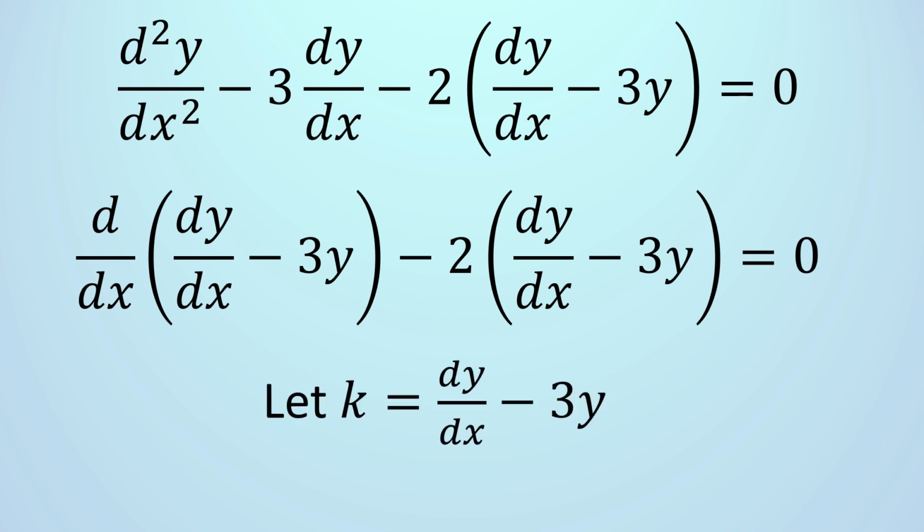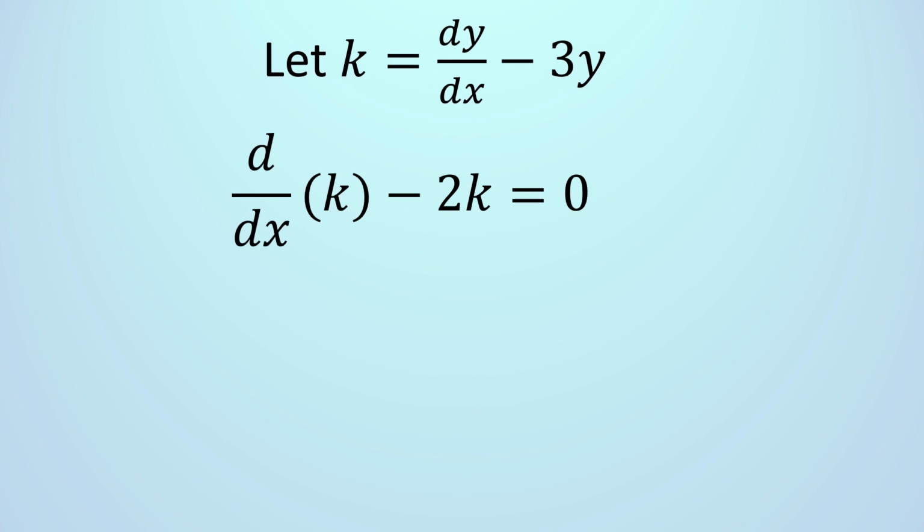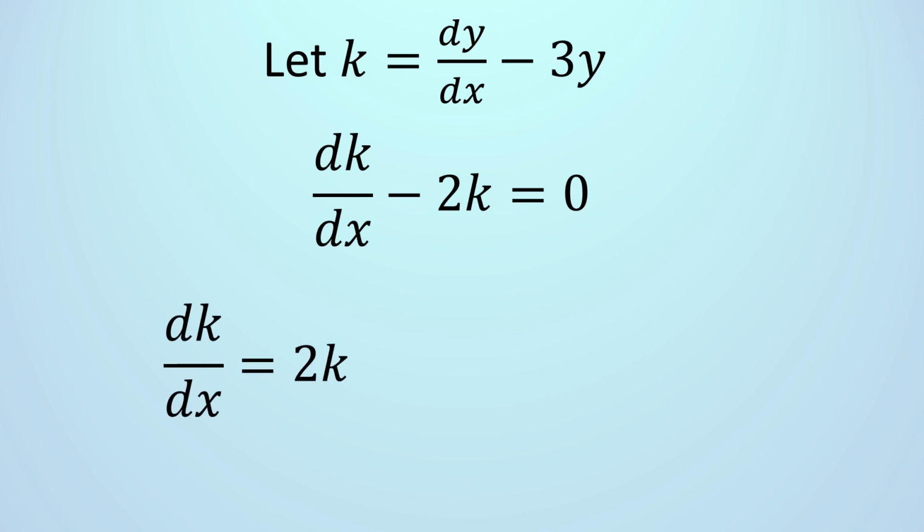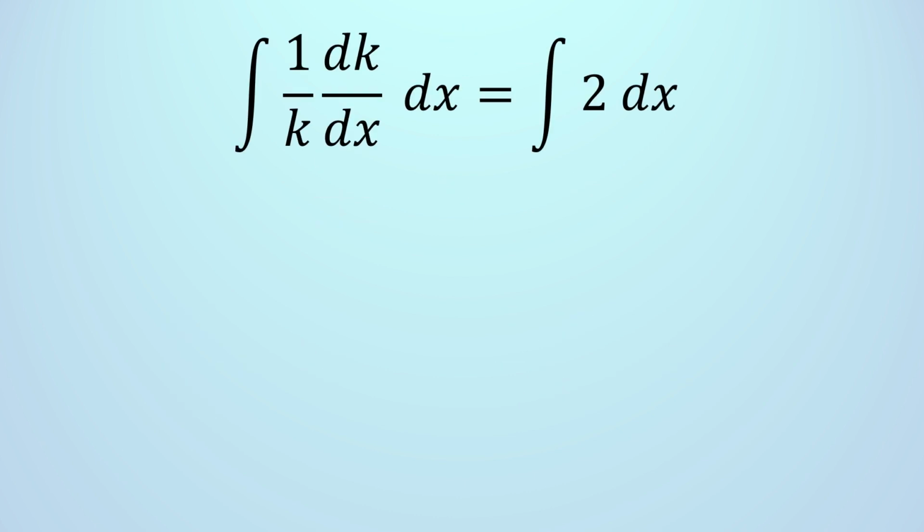If we let k equal dy over dx minus 3y, because that is an expression that's appearing in multiple places, the differential equation will then appear much more simply as k differentiated with respect to x minus 2 lots of k equals 0, which could also be rewritten as just dk over dx minus 2k equals 0. And that is really nice, because what we've now got is a first order separation of variables differential equation. We could just move the 2k over to the other side, divide both sides by k, integrate both sides with respect to x, and that will mean we just end up with ln of k is equal to 2x plus an integration constant.